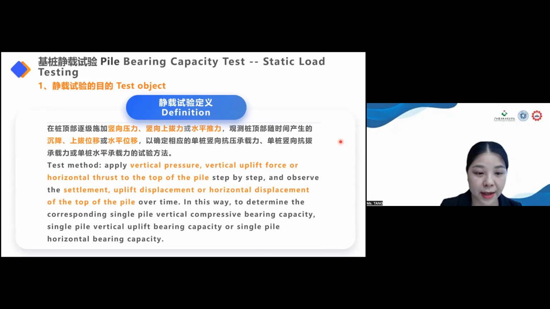Test methods: apply vertical pressure, vertical uplift force, or horizontal thrust to the top of the pile stage by stage, and observe the settlement, uplift displacement, or horizontal displacement of the top of the pile over time. In this way, determine the corresponding single pile vertical compressive bearing capacity, single pile vertical uplift bearing capacity, or single pile horizontal bearing capacity.